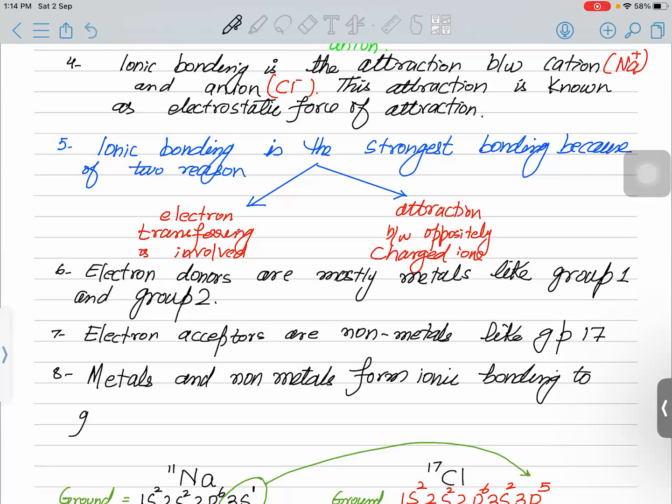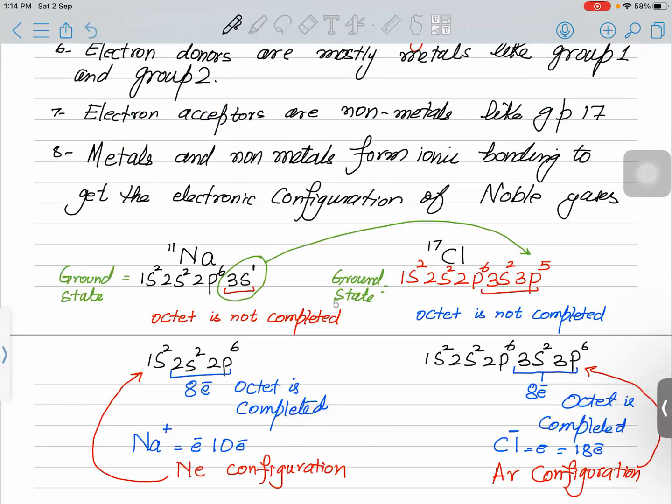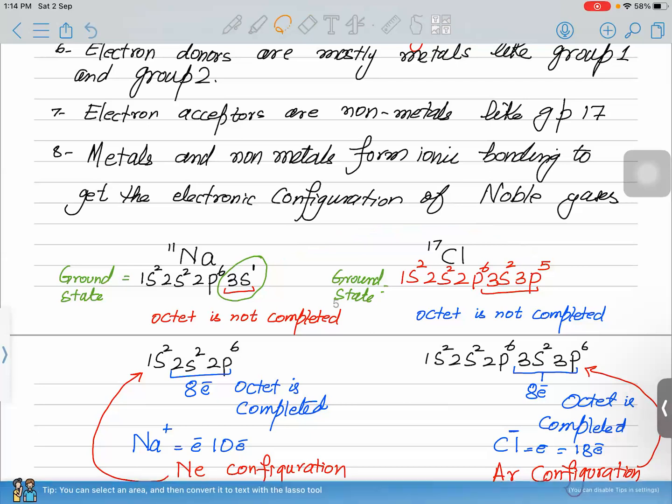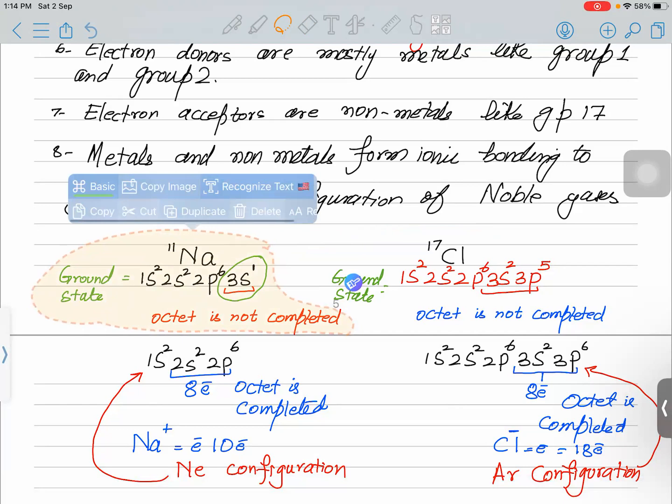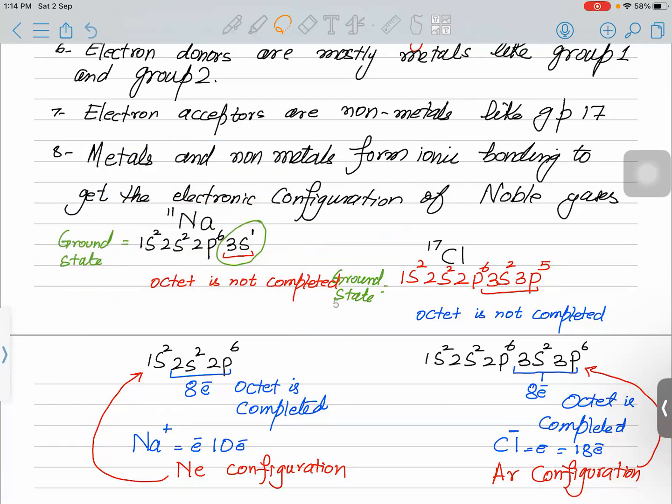Why? To get the electronic configuration of noble gases. For example, sodium. Here we have 3s1. So in the third shell, you have only one electron, which is 3s1.